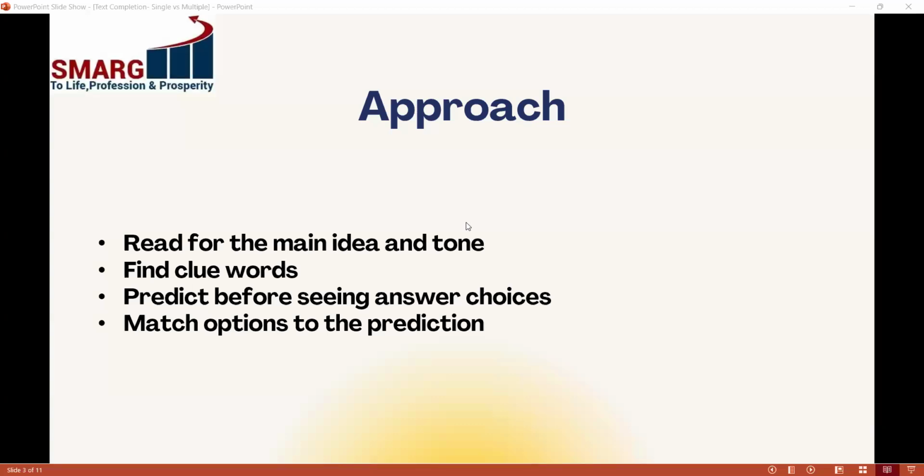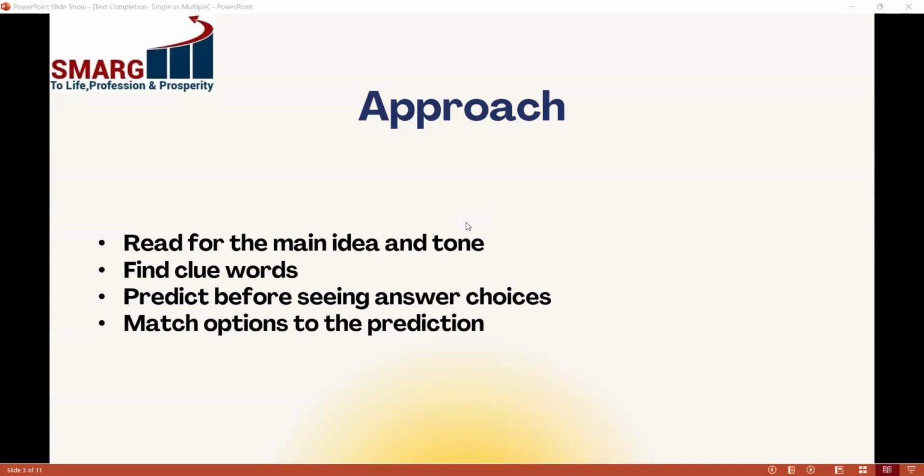Predict before seeing answer choices. This is something I always suggest when it comes to any fill in the blank question. Our go-to trick when we are solving papers and completing our exam is that I'll just open, look at my question, look at my options, and try to do the best fit, and that's done. But in text completion, this can be confusing, especially in the case of multiple blanks. That is where you end up requiring more time as well.